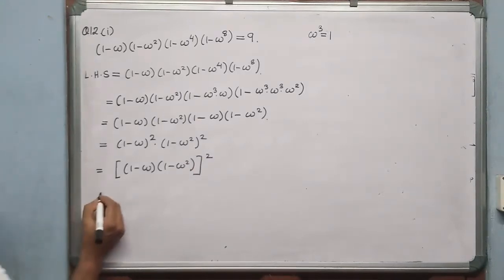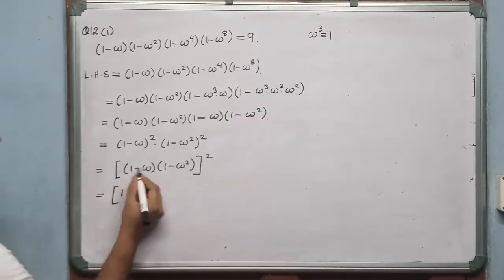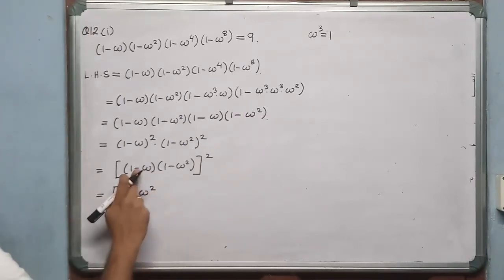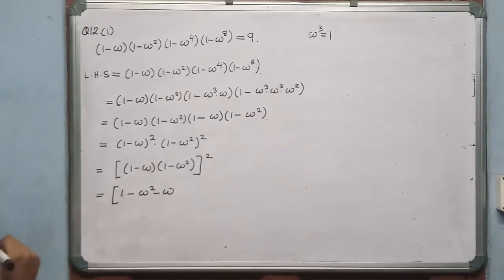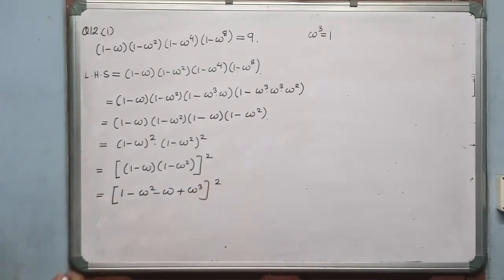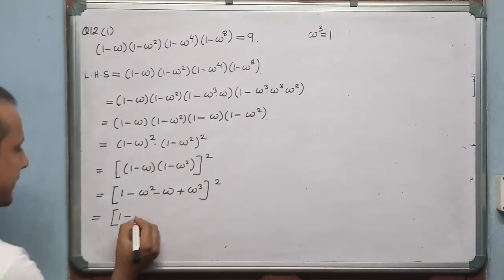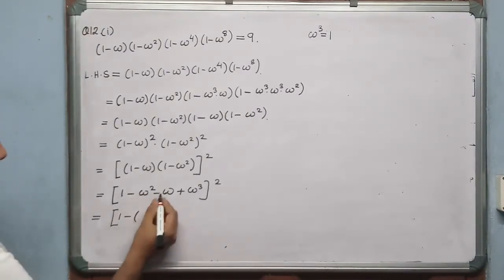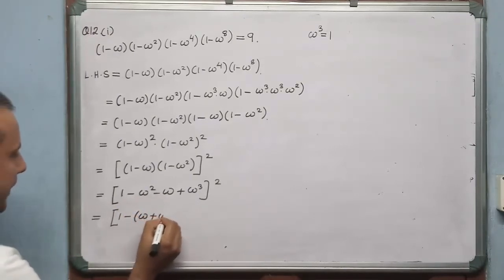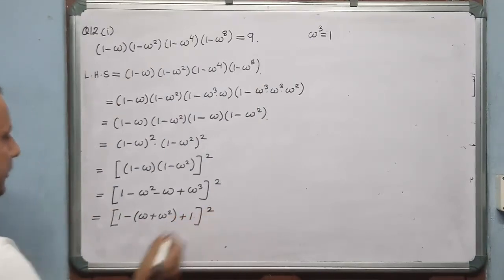Now I'll multiply these two quantities. Algebraic multiplication: 1 into 1 is 1, 1 into minus omega square is minus omega square, then minus omega, and minus into minus plus omega cubed, whole square. And always remember, don't take omega common from these two expressions. Minus is common, so I'll take minus common from these two. If I take minus common, then omega plus omega square will be here, then omega cubed is 1, whole square.